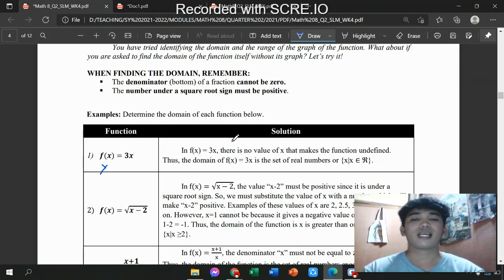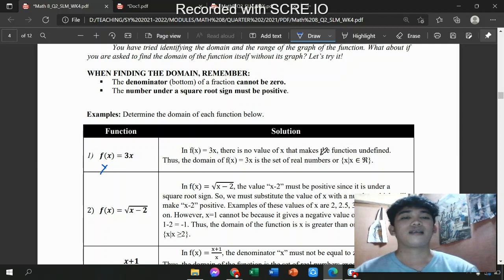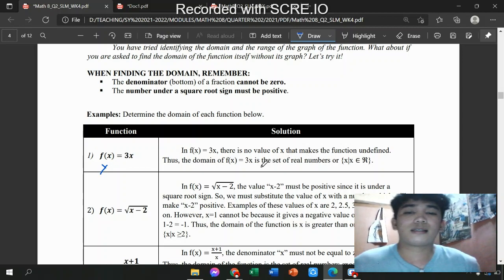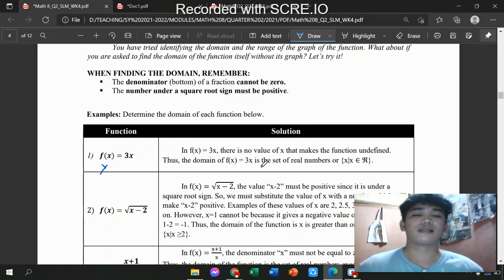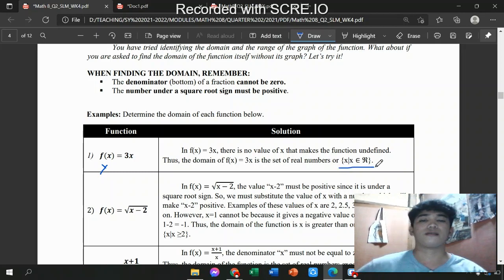In f of x equals 3x, there is no value of x that makes the function undefined. Thus, the domain of f of x equals 3x is the set of real numbers, or this one, ingani nga symbol, ingani nga pagkasulat. So meaning, tanang real number, pwede na to i-substitute sa x. Bisan pag negative, bisan pag positive, whole number, or fraction, pwede na to i-substitute sa x. So mao na ang atong domain, the set of real numbers.